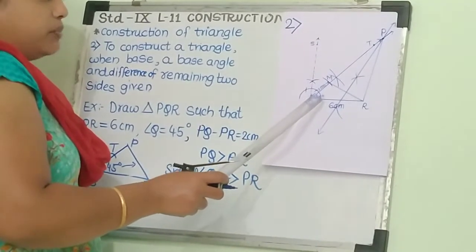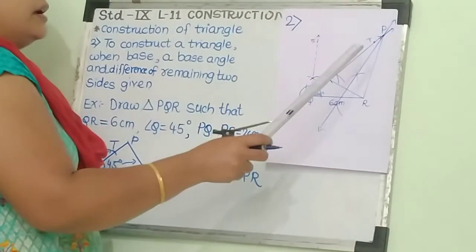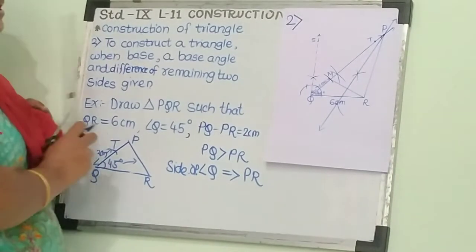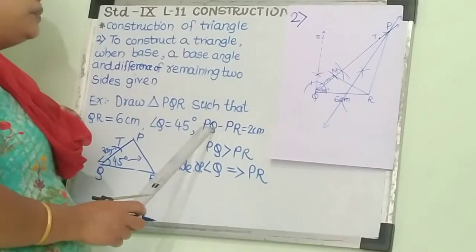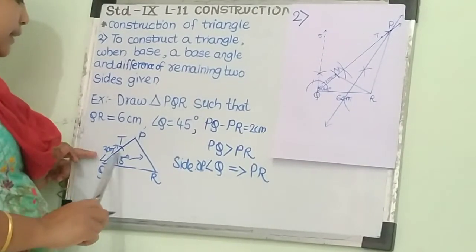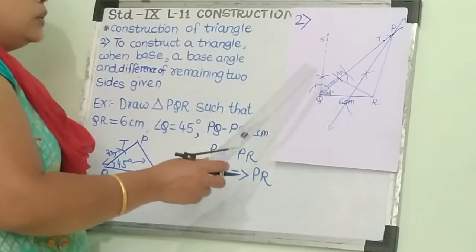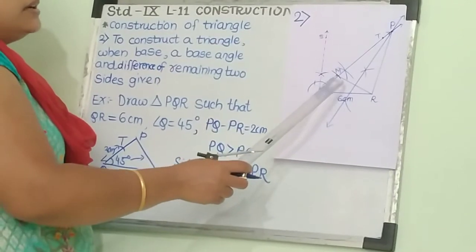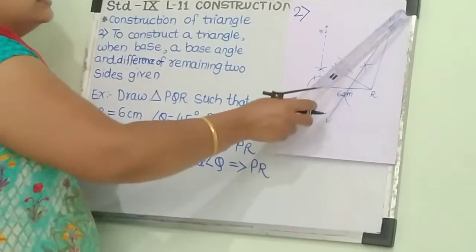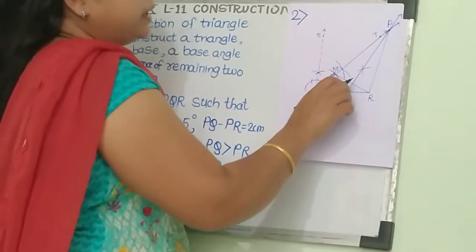After once we get the 45 degree angle, we are going to draw the ray PQ. Okay. After that we are going to take measure PQ minus PR, that is difference is given 2 cm, and we have to take that difference upside on the PQ only. So I will take 2 cm distance in my compass and mark the arc on this QT ray. Where they meet, that is my point M.